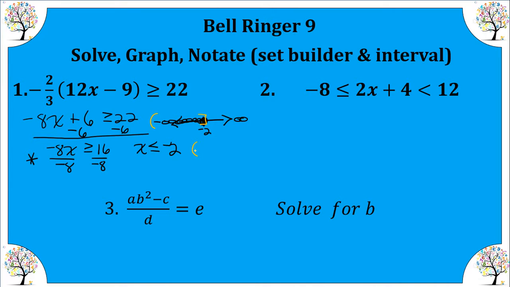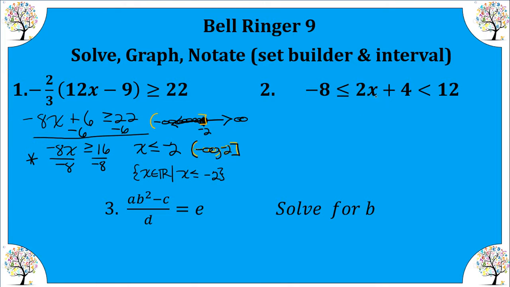So interval notation is going to be negative infinity up to negative 2, and it is included. And set builder is going to be French curly bracket, x is an element of the real numbers such that x is less than or equal to negative 2.